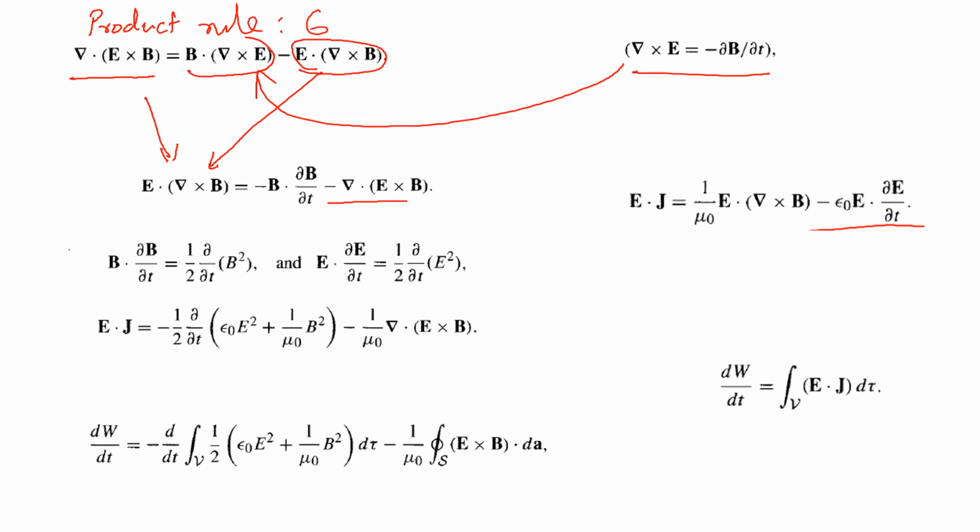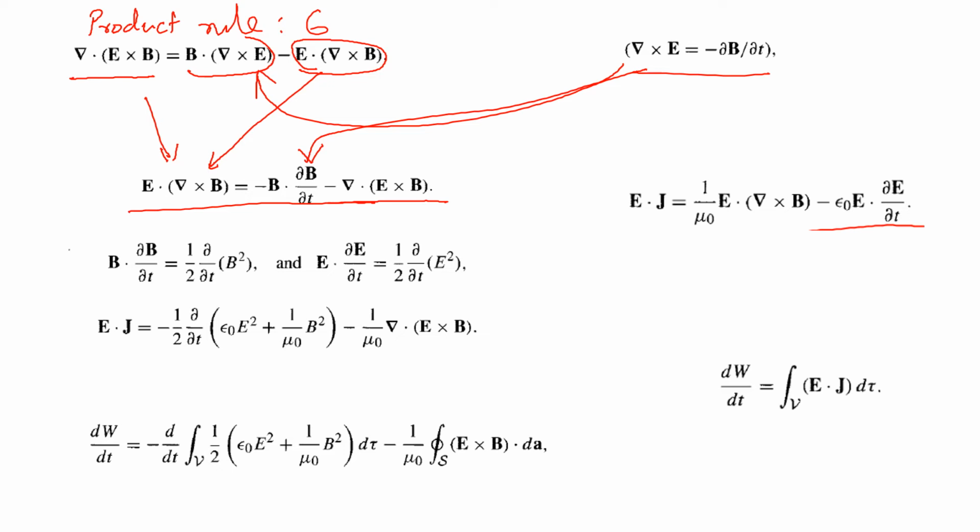So that is minus del dot E cross B, and also B dot del cross E. Del cross E is replaced with negative dou B by dou T. So we got this expression. Also, instead of B dot dou B by dou T, we can write it as half dou by dou T of B square.